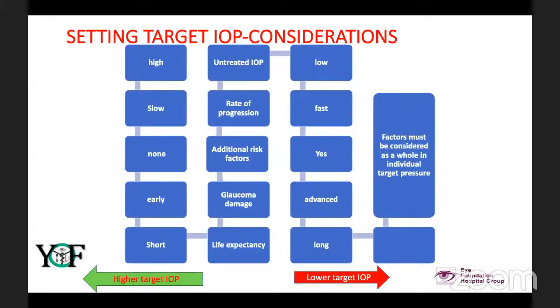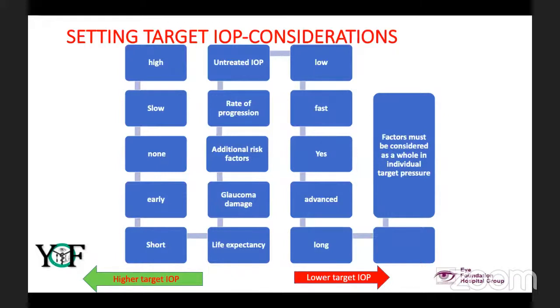This chart shows the factors that we consider when setting target intraocular pressure. When the untreated intraocular pressure at the time of diagnosis is high, then one will need to set the target pressure at a higher pressure. And if the incoming pressure is low, the target pressure will be lower. Rate of progression, if it's fast, then the target pressure will be lower.